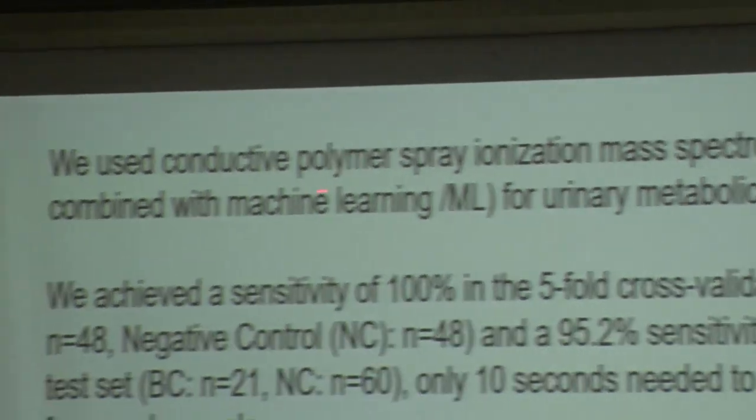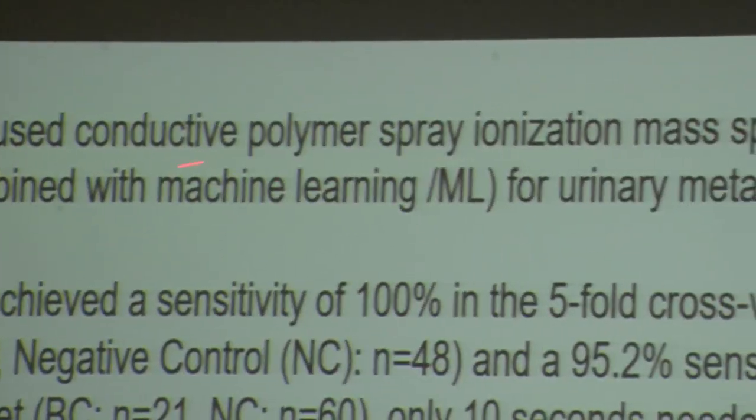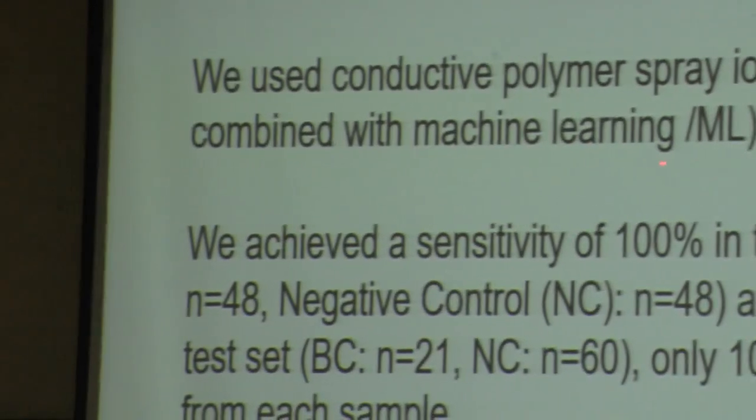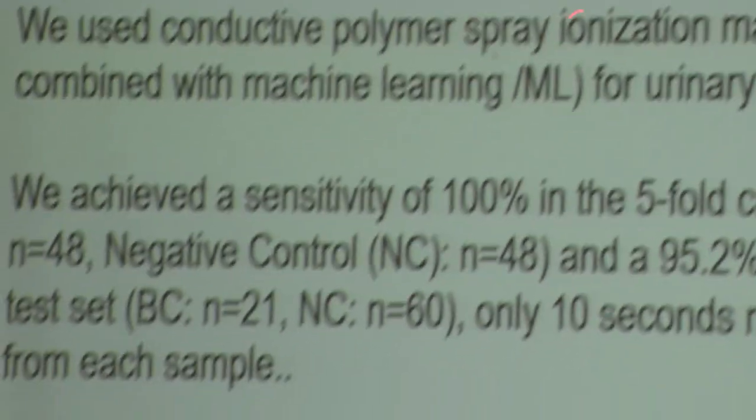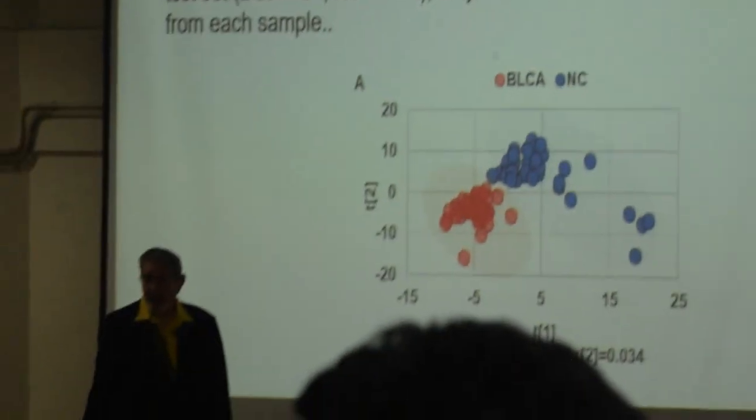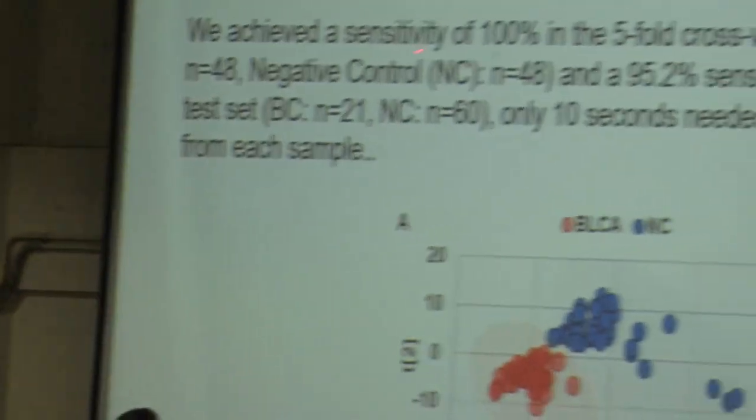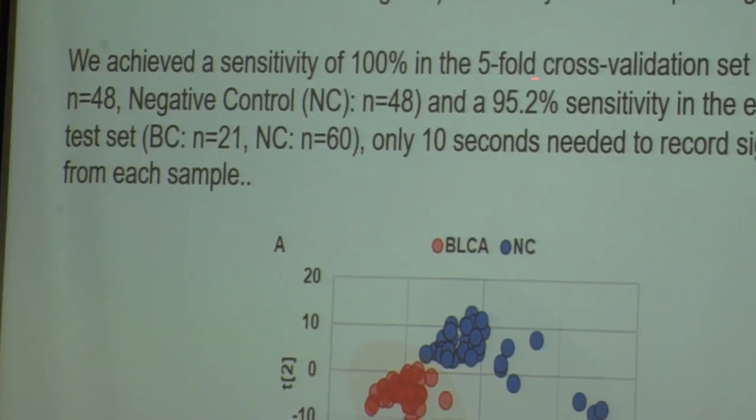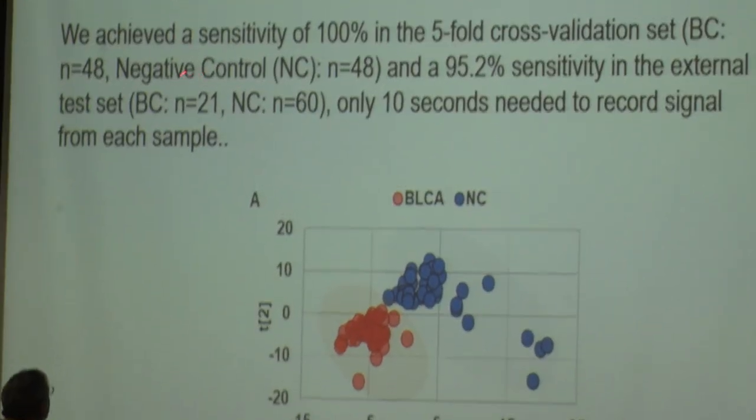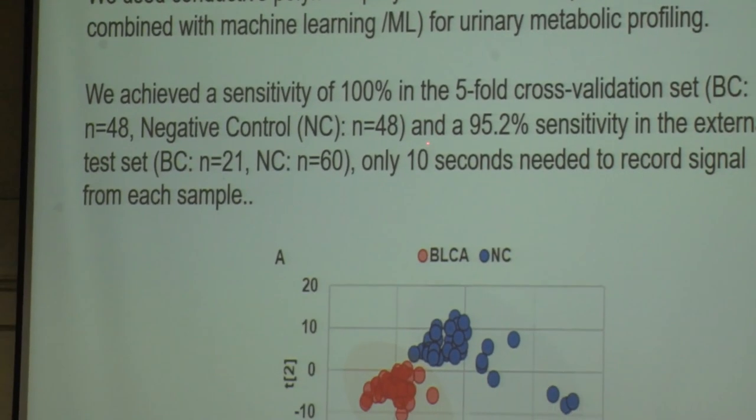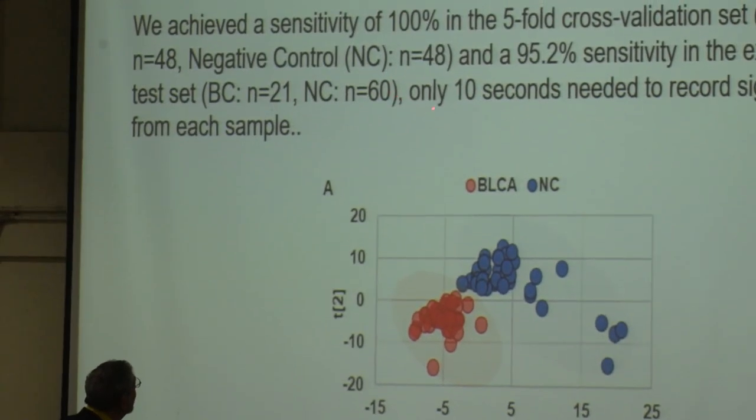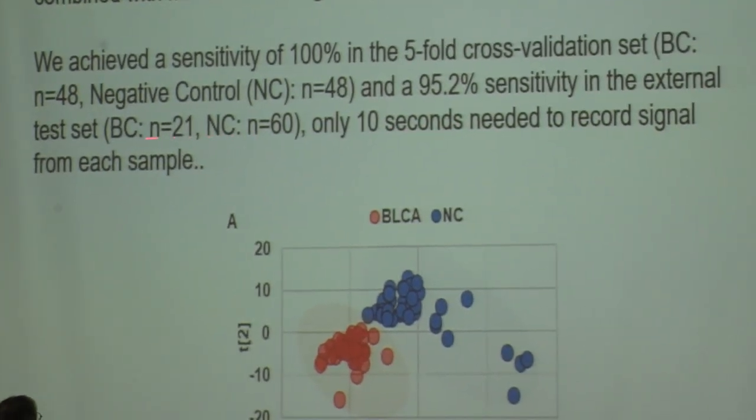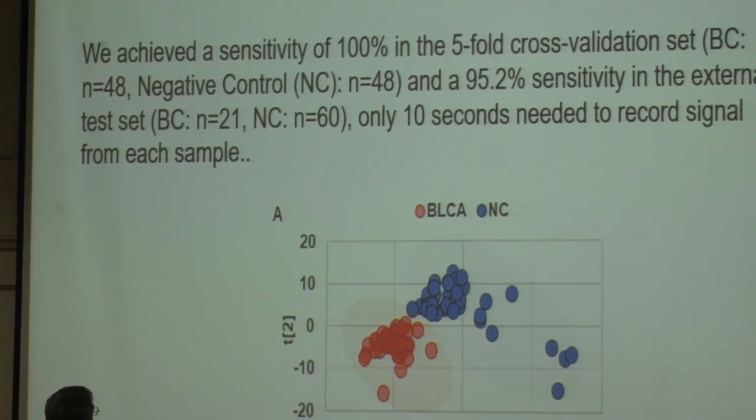And we use conductive polymer spray ionization mass spectrometry combined with machine learning for urinary metabolic profiling. Urinary, what does it mean? I mean, I'm talking about urine, okay? And we achieve a sensitivity of 100% in a 5-fold cross-validation set, and a 95.2% sensitivity. Okay, and only 10 seconds needed to record the signal from each sample.